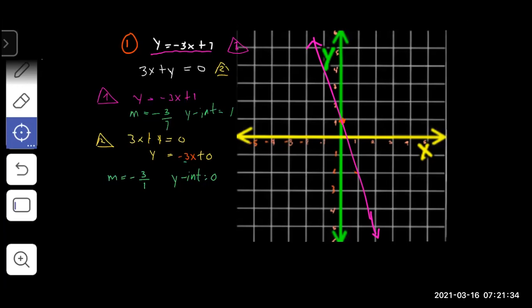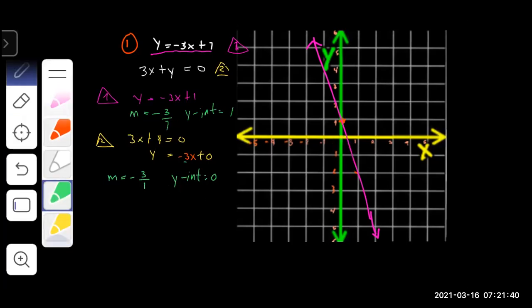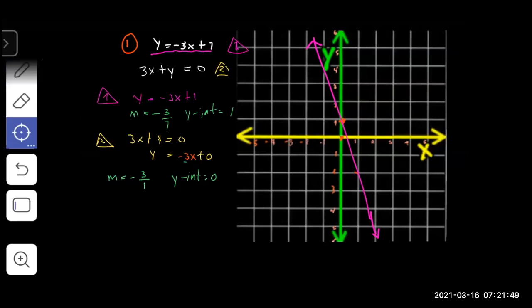No. I don't know. Okay, let's graph it. Okay, let's graph this. My y-intercept is at y equals 0. Okay, I'm going to mark 1 and y equals 0. Okay, I'm using the green. Okay, y equals 0. And I'm going to put a point in. Its slope is negative 3 over 1.